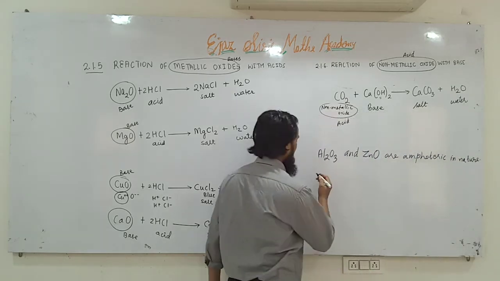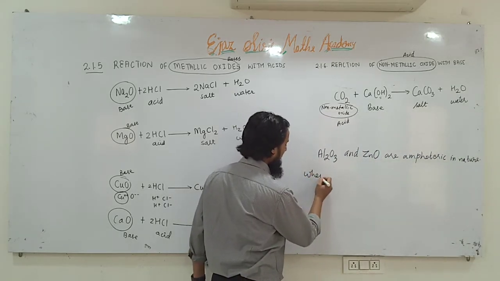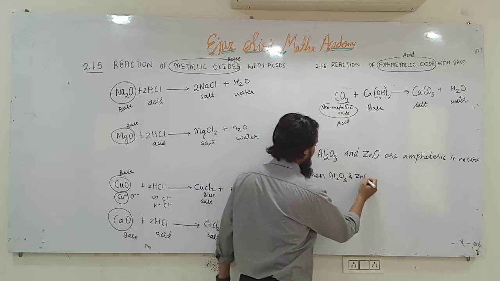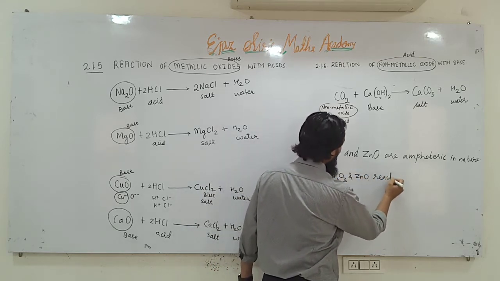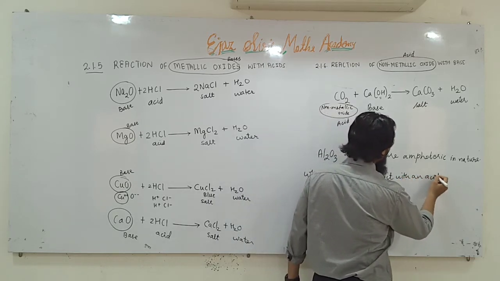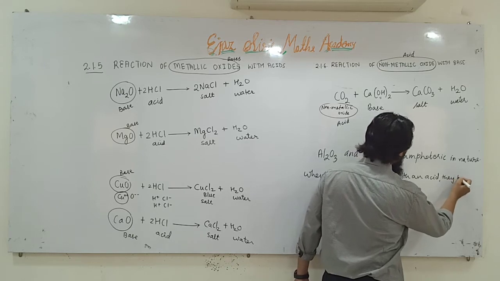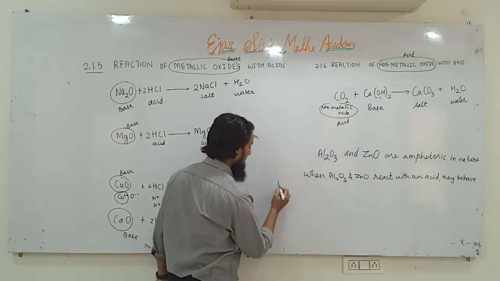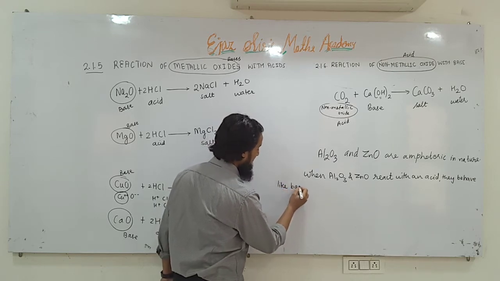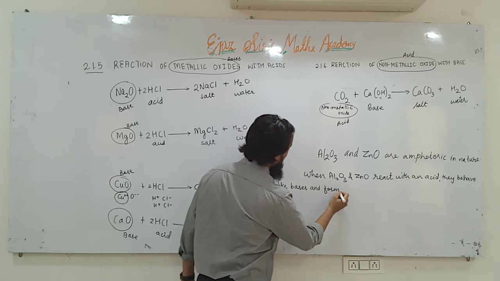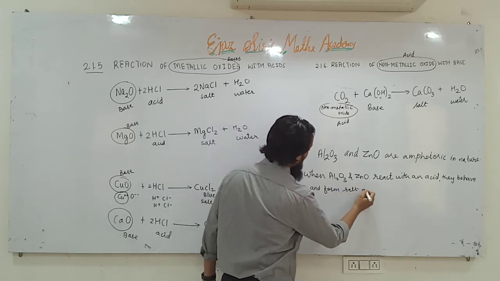So we will write it down. When these two, Al2O3, aluminum oxide, and zinc oxide react with an acid, they behave like bases and form salt and water.